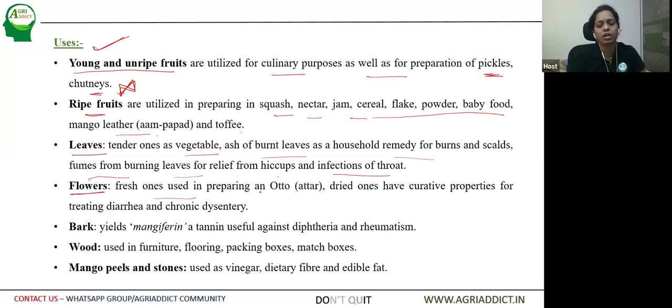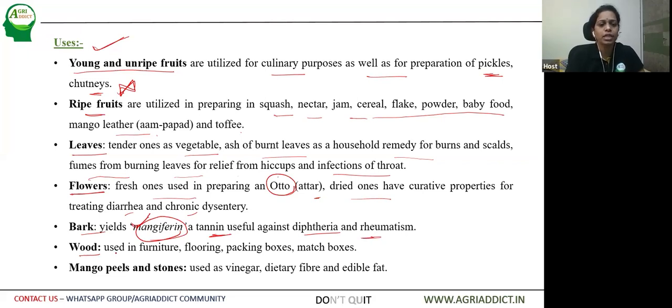The fresh ones are used for preparing a cuisine called otto, which is called attar. Then the dried ones have some curative properties, like in the treatment of diarrhea as well as chronic dysentery in case of Ayurveda or Unani medicine. Then the bark yields a tannin or a polyphenol, namely mangiferin. You have to remember this term. Mangiferin, useful for treating diphtheria, fevers as well as rheumatism.